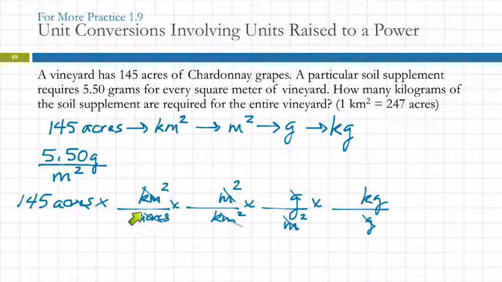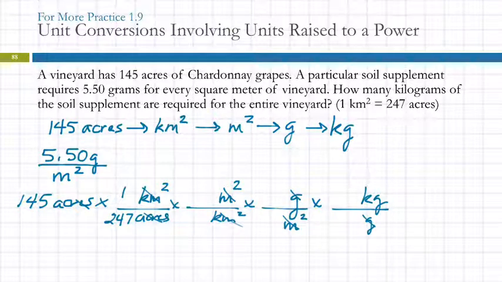That's this first one, square kilometers and acres. So 1 square kilometer is 247 acres. I'm going to need this guy somewhere. This relates grams and square meters. So that's this one right here. There's grams and square meters.